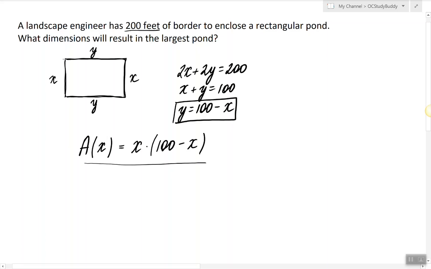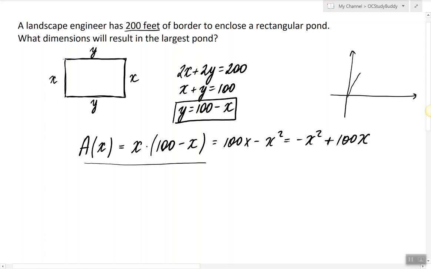Now we're trying to find the largest value of this function, but first let's take a look at what type of function this is. If I distribute everything and rewrite this function, it is easy to see that this function is quadratic, and as every other quadratic function, it has a graph which is a parabola, and in this case, since the leading coefficient is negative, it is a parabola that opens down. And as every parabola that opens down, this parabola has a maximum value, which is always at the vertex.